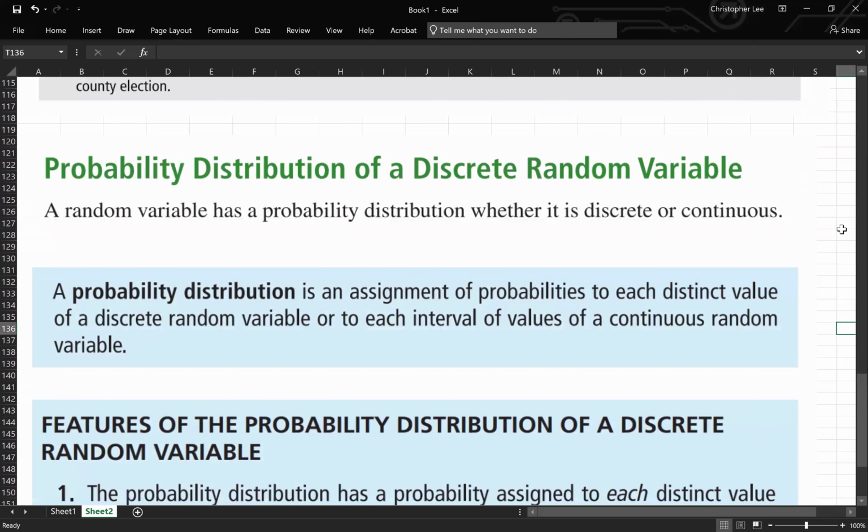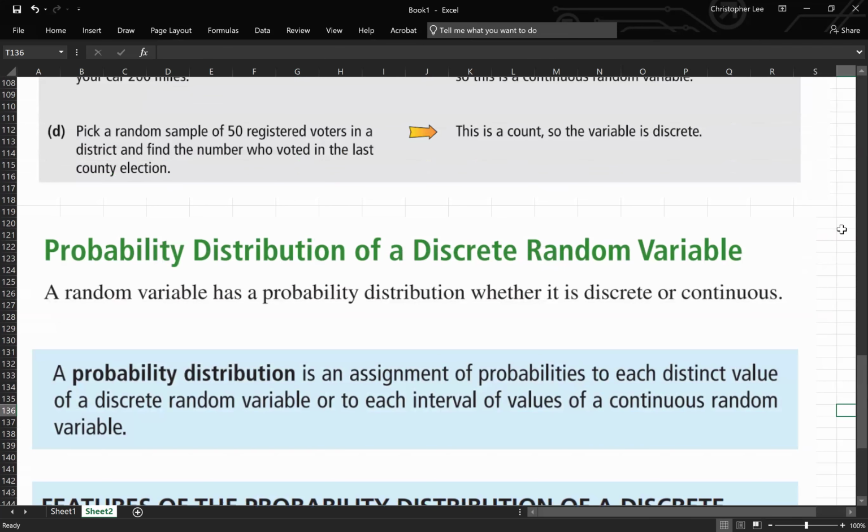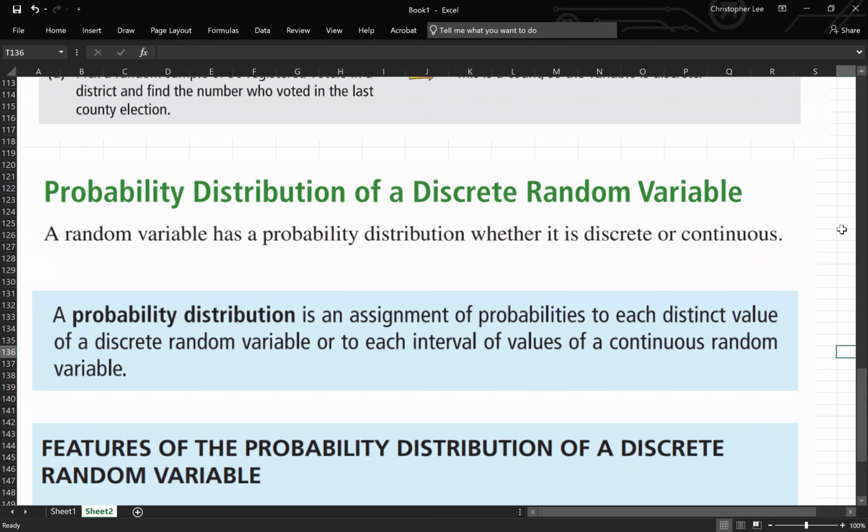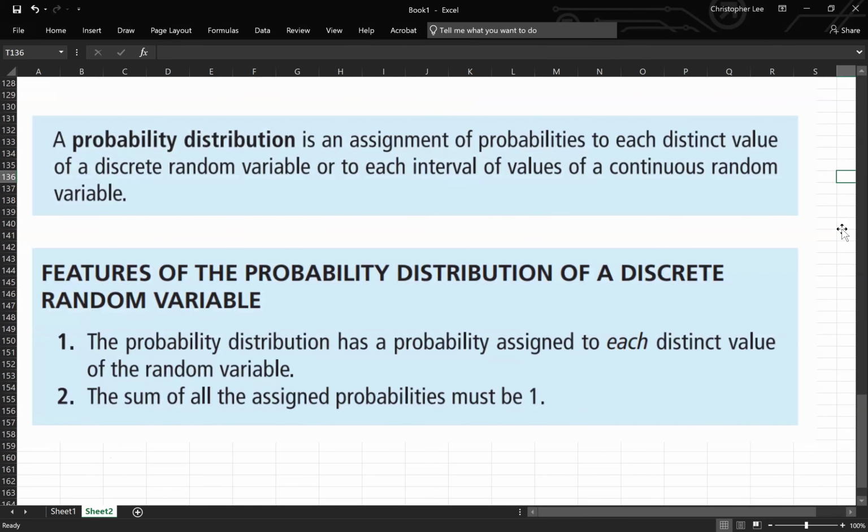Okay. All right, so probability distribution of a discrete random variable. A random variable has a probability distribution whether it is discrete or continuous. A probability distribution is an assignment of probabilities to each distinct value of a discrete random variable or to each interval of values of a continuous random variable.